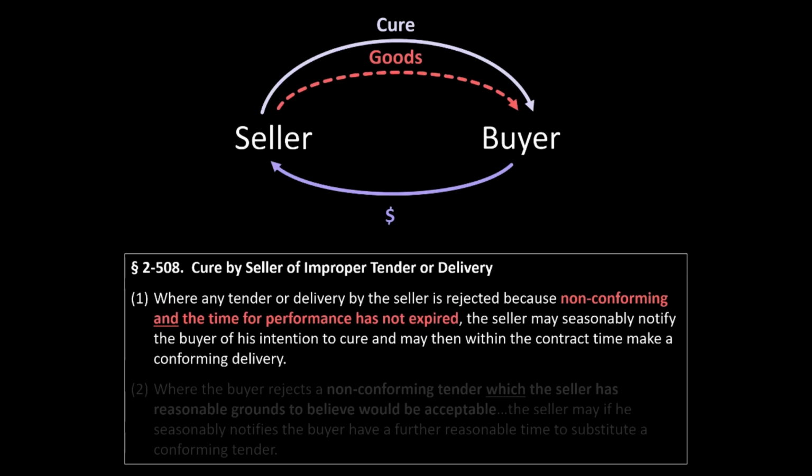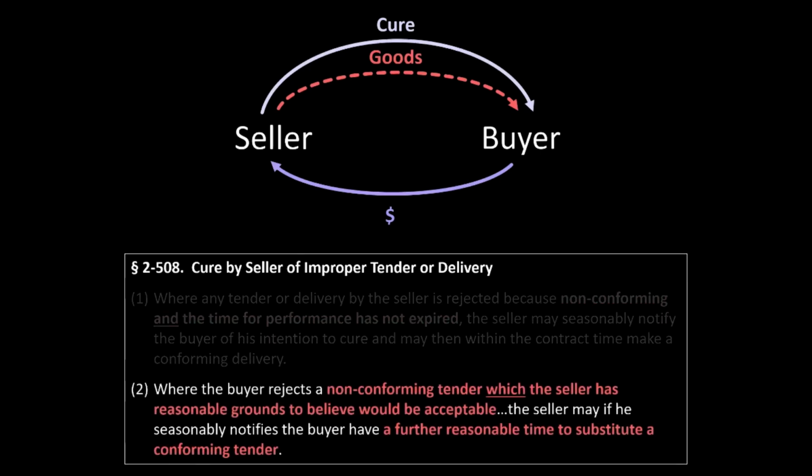Imagine the parties' contract requires the seller to deliver 1,000 pounds of dark roast coffee beans to the buyer by Friday. The seller instead delivers 1,000 pounds of light roast beans on Thursday. The buyer rejects these light roast beans because they are non-conforming. Then the seller still has until Friday to cure by tendering conforming dark roast beans. Under 508 subsection 1, the seller will have the legal right to cure.